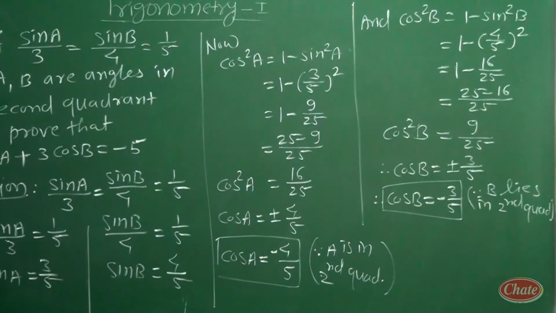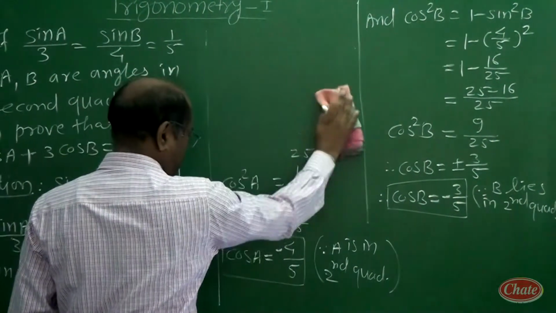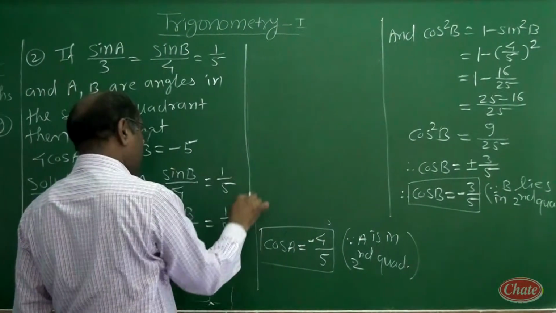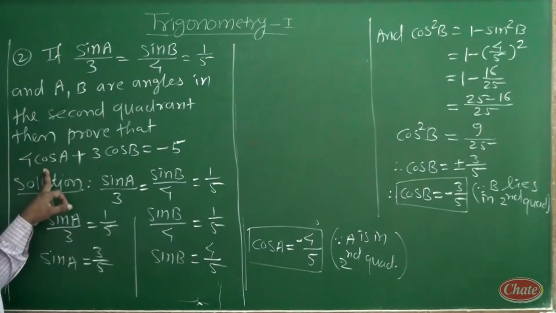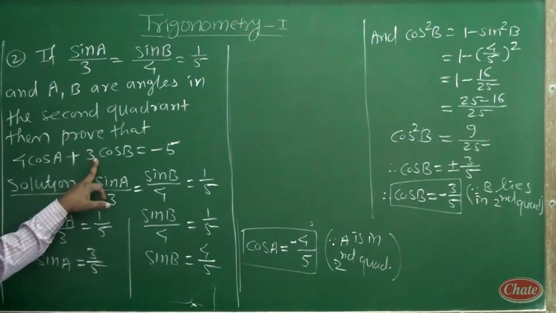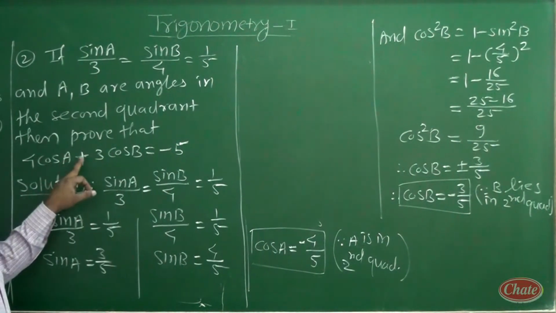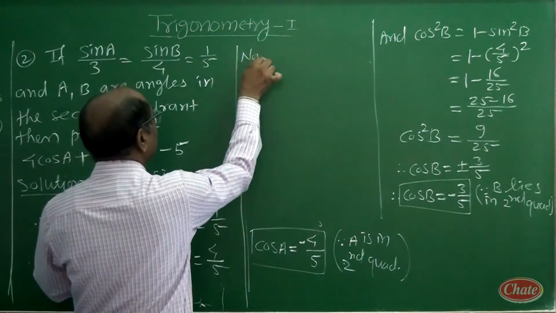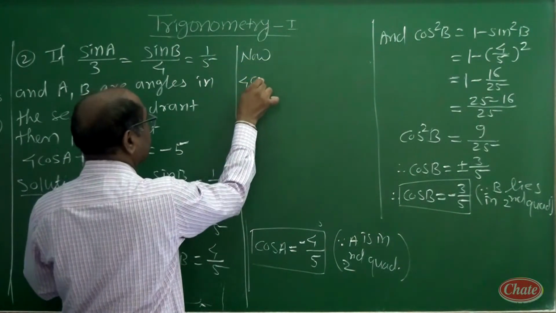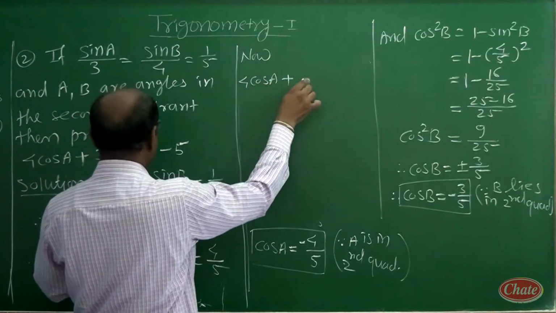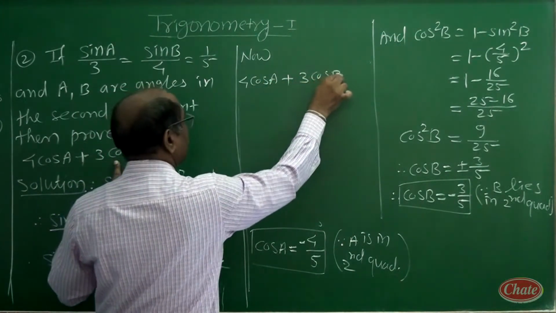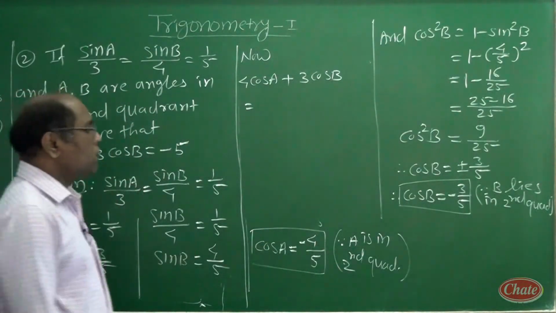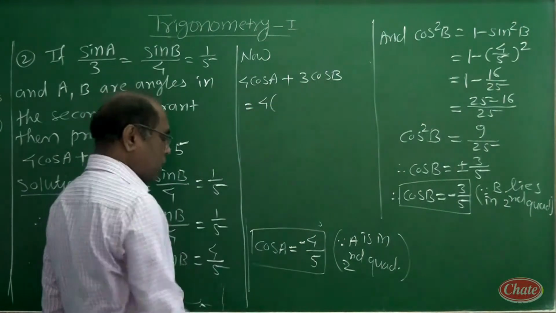Okay, so now to prove that 4 cos A plus 3 cos B is equal to minus 5, take the left hand side here. 4 cos A plus 3 cos B is equal to 4 into, what is the value of cos A?